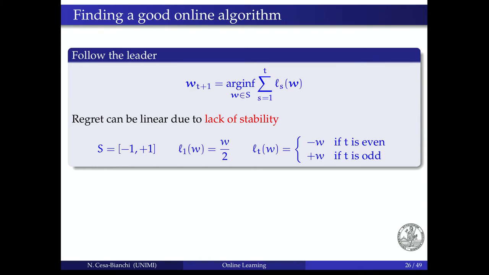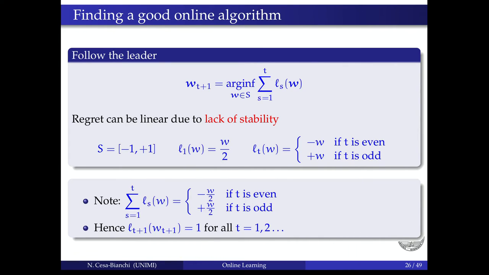Now the decision set is a convex interval, minus 1 to plus 1, on the line, and I have linear losses. w is a scalar in this interval. L1 of w is w halves, and then Lt of w is minus w if t is even, and plus w if t is odd. Why is this bad for this specific algorithm? This is a bad sequence of losses. These losses are convex because they're linear, and this is a convex set, so we are in the convex setting.